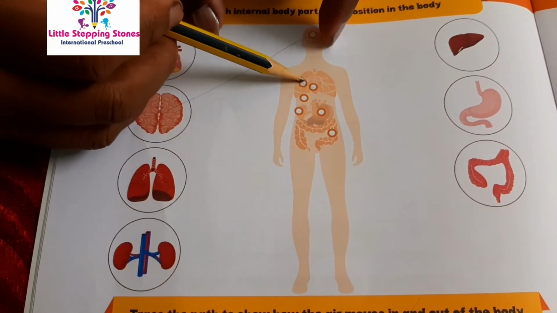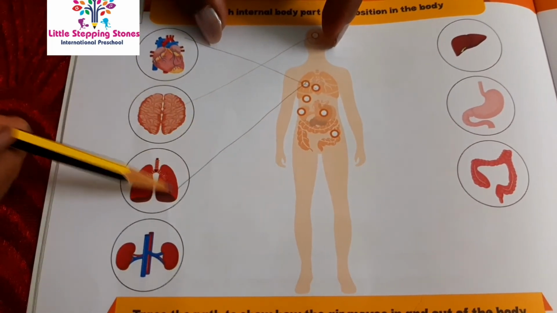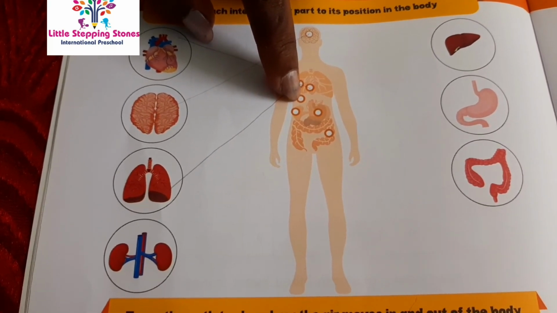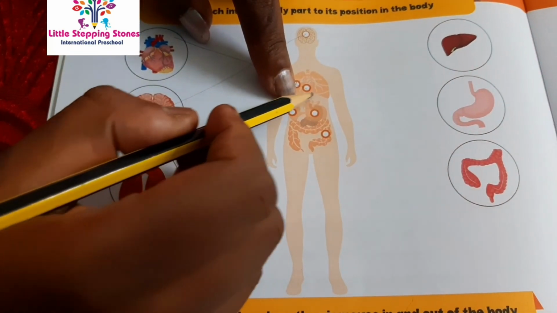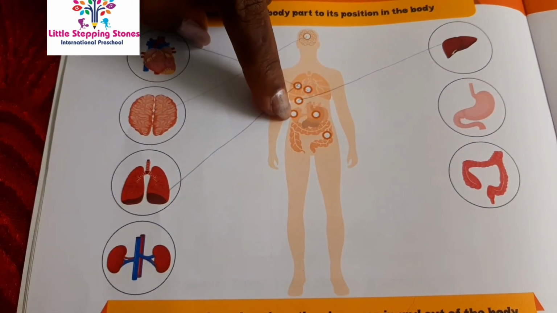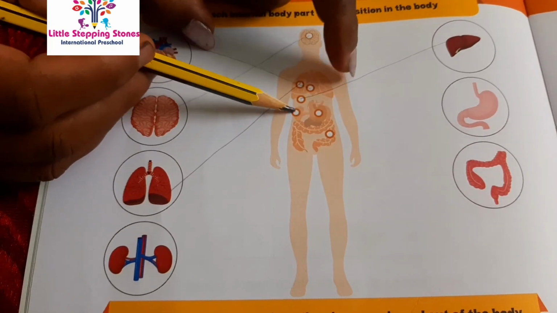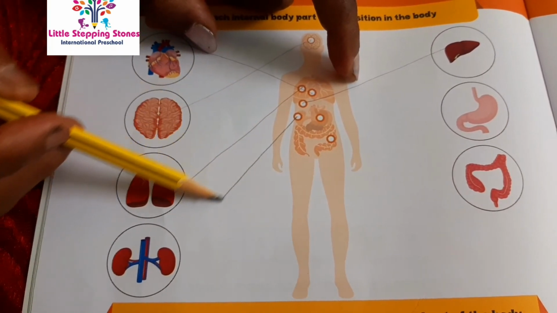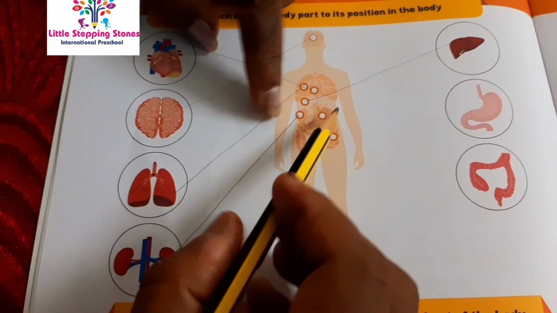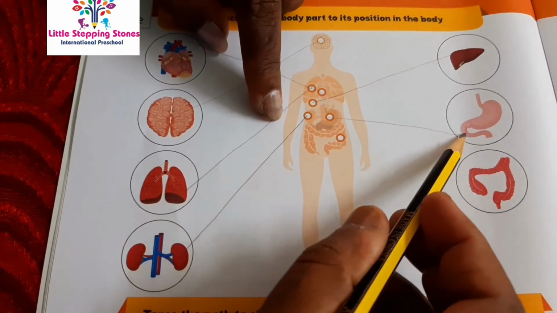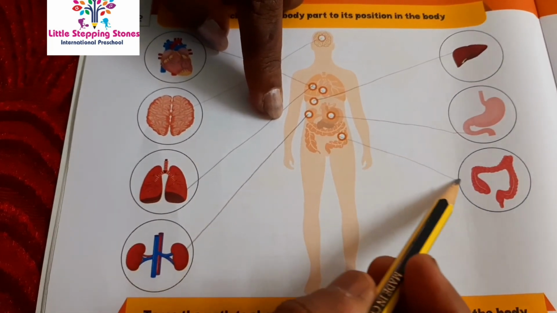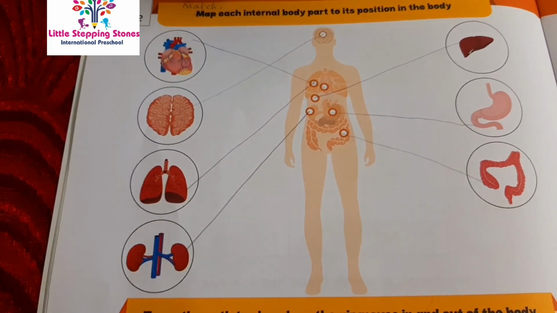So match it. Okay. This one is liver. So match it to the liver. These two are kidneys. So match it here. Then this one is stomach. Match it here. This one is large intestine. Match it here. Do it in your book, children.